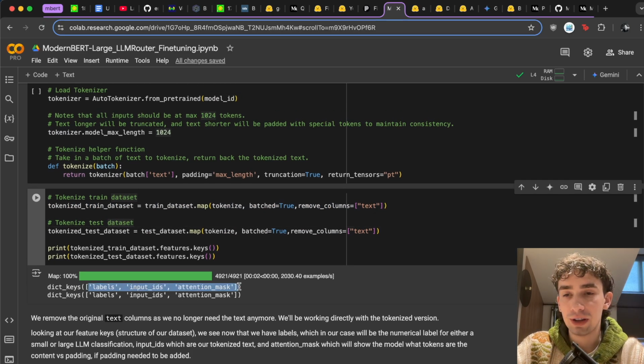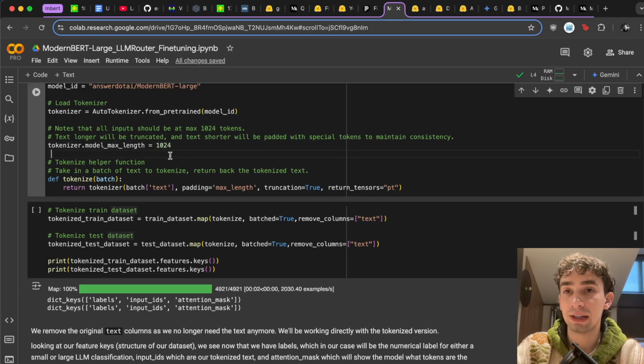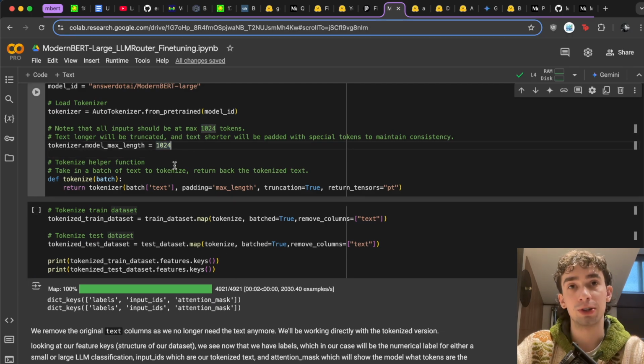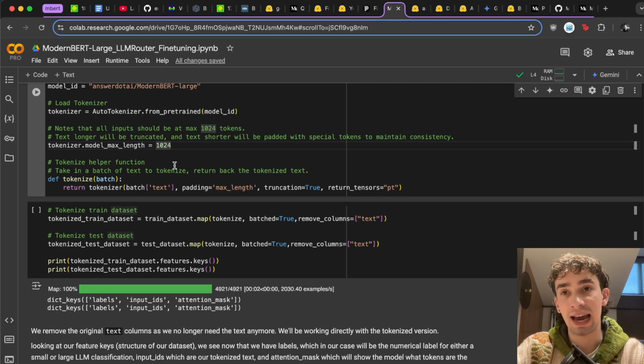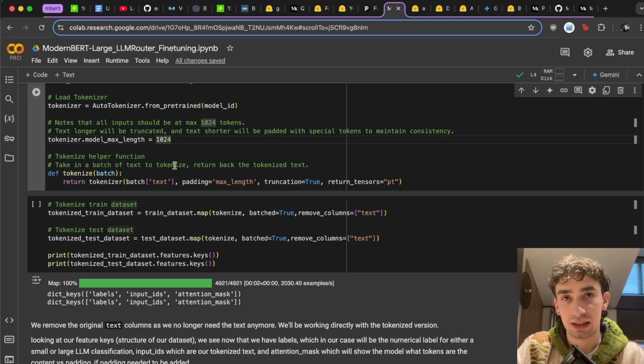When running that through our data set on both our test and our train, what we get back now is that for each of them, we have our labels, which are going to be 0 or 1, representing either a small or large language model, our input IDs, which are going to be our token IDs, as well as an attention mask. The attention mask comes into play if one of the inputs did not reach 1024 tokens and thus had padding tokens added to it. It shows the model during training what's actually text and what's just padding, so that it doesn't have to do any of the processing on the extra padding, but it still maintains this max length across everything so that it all runs efficiently.